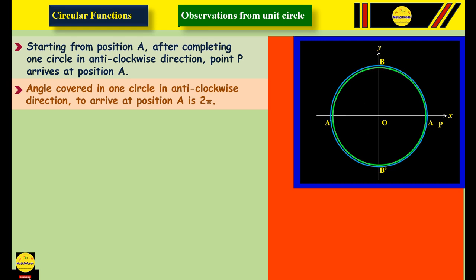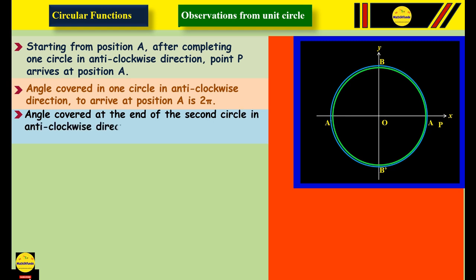Then if you allow point P to move further in anti-clockwise direction and it completes another circle, what is the angle covered? The angle covered would be another 2 pi added to the previous 2 pi. That means the total angle after completing the second circle in anti-clockwise direction is 4 pi, that is 2 pi plus 2 pi. If it continues further, the next circle would lead to another 2 pi, so the total angle covered would be 6 pi. In the further circle, it would be 8 pi and so on.